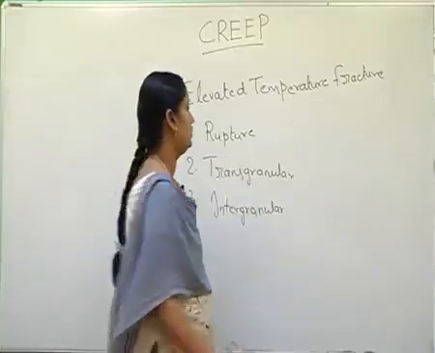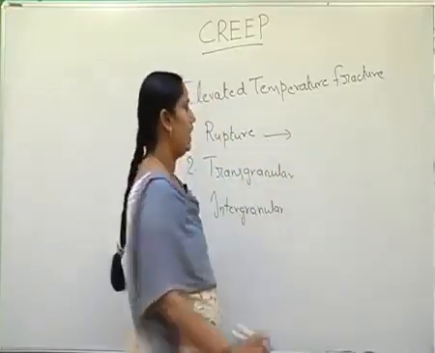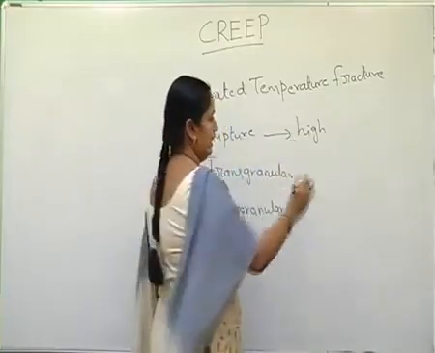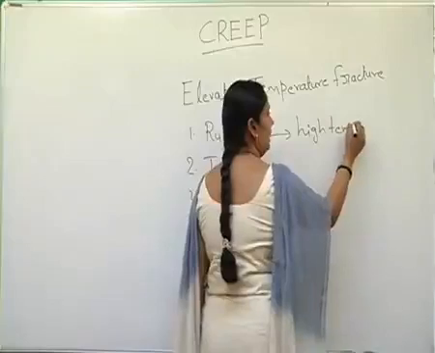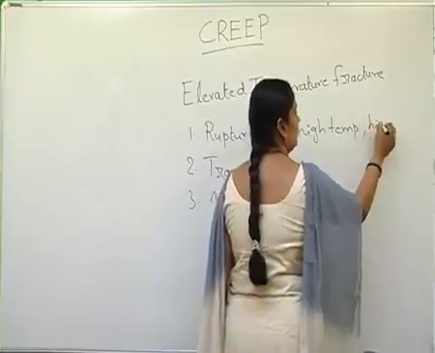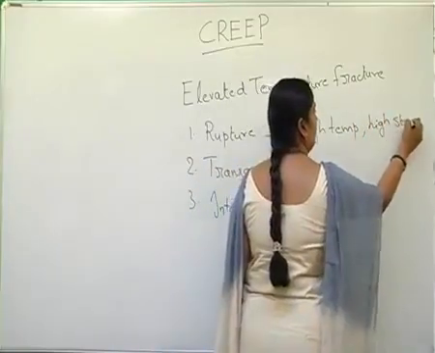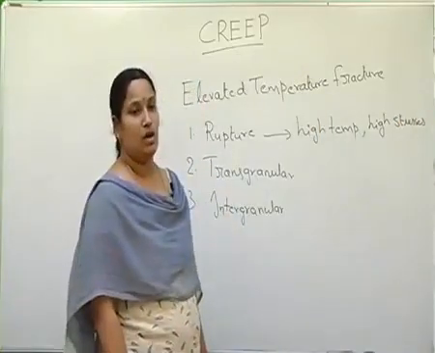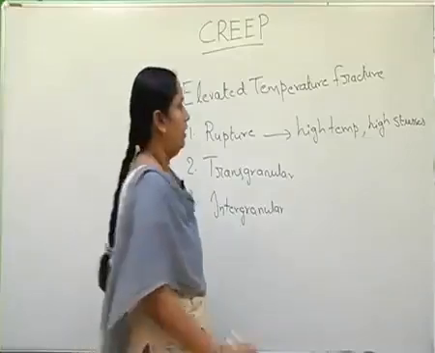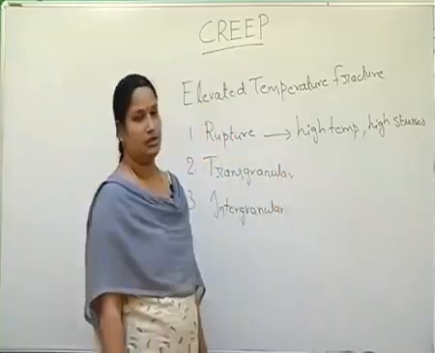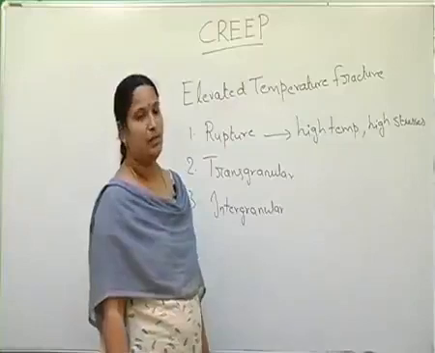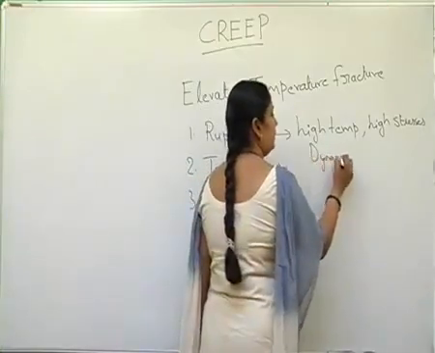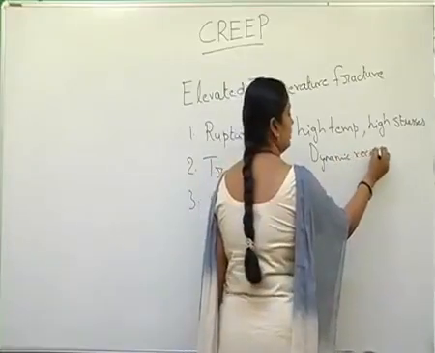Rupture occurs at very high stresses and high temperatures. This is often accompanied by a reduction of area approaching almost 100%. And this rupture is also associated with dynamic recovery and dynamic recrystallization.